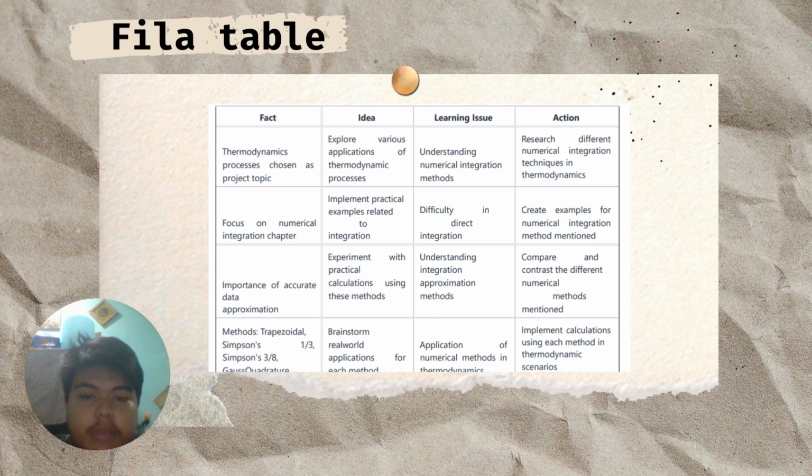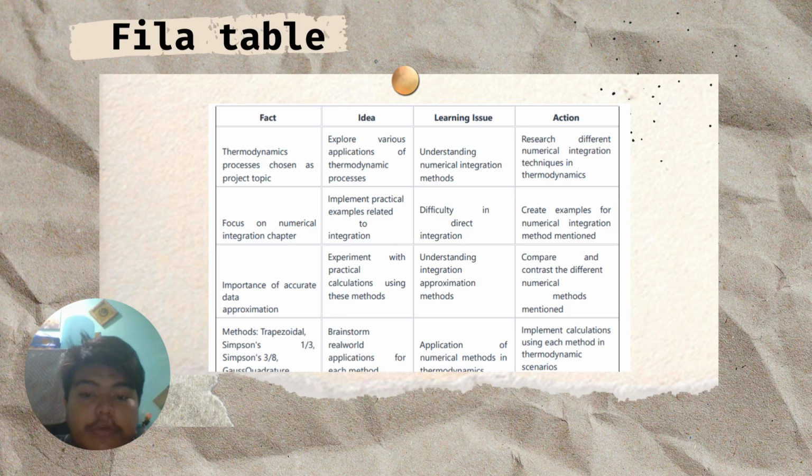The idea: explore various applications of thermodynamic processes. Learning issue is understanding numerical integration methods. Extend and compare different numerical integration techniques in thermodynamics. Fact: focus on the numerical integration chapter. Implement a practical example related to integration. Learning issue is difficulty in direct integration. Action: create an example for the numerical integration methods mentioned.